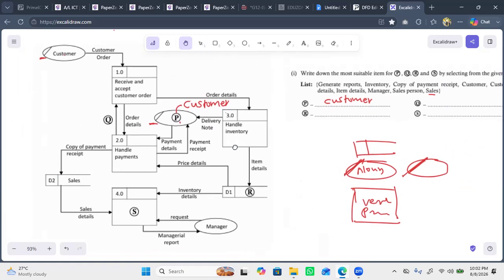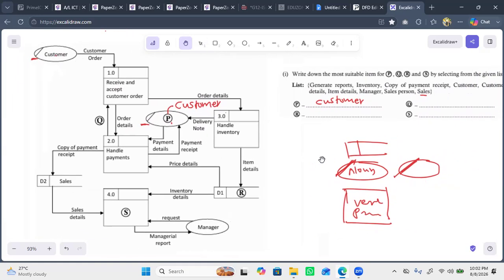What is Q? Find Q. What is Q? Send me a message. Q. This data flow is data flowing between handle payments and, what is this, receive and accept customer orders. Something receiving and accepting customer orders. What is Q? What should be the Q? Copy of the payment receipt.